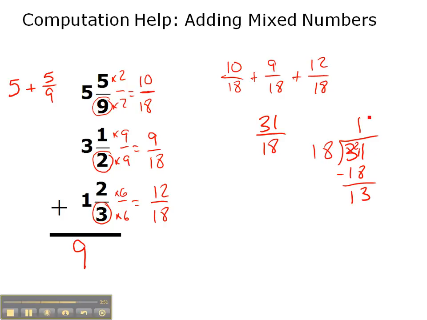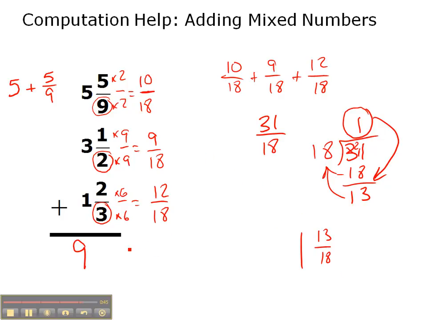To write our mixed number, we start with the number up here on top of the house. So that's 1 and 13/18. Can 13/18 be simplified? No, it can't, because 13 is a prime number. Unless 18 is some multiple of 13, it cannot be simplified. And we know 18 is not a multiple of 13.